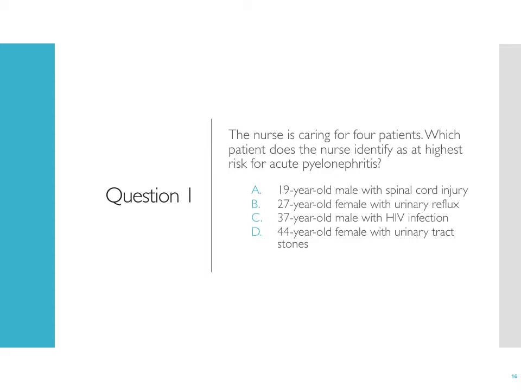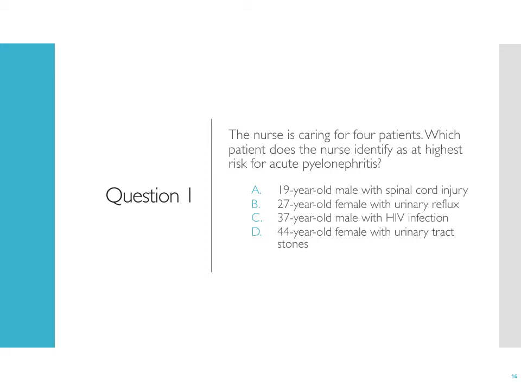So if we look at these patients, let's start weeding them out. The 19-year-old male with a spinal cord injury in and of itself doesn't put him at higher risk than anybody else because he did have a normal urinary tract prior to his injury, or at least we can make that assumption. The 27-year-old female with urinary reflux, that's one that I definitely want to put off to the side and say, yeah, I'm thinking that might do it, because with the reflux, it could actually encourage bacterial growth.